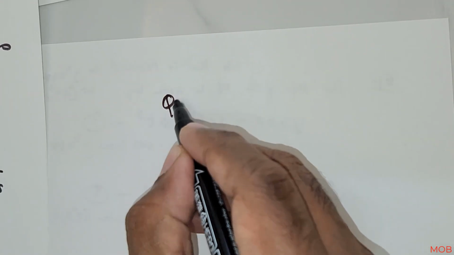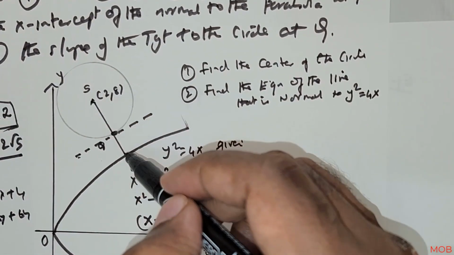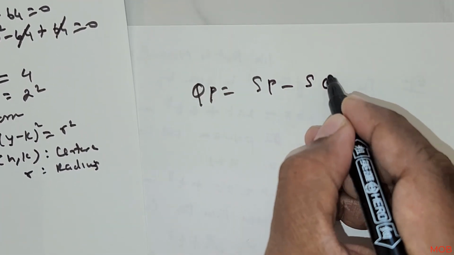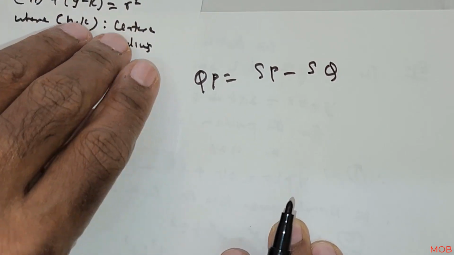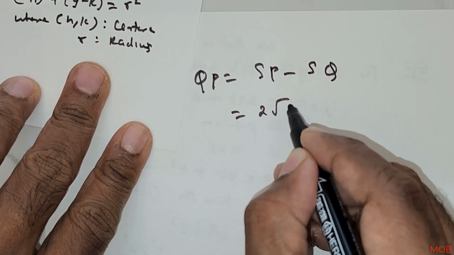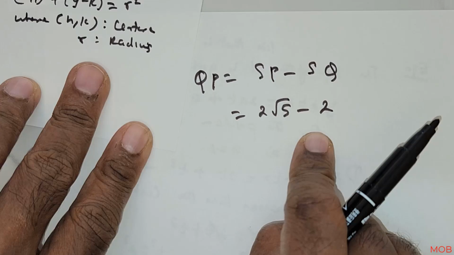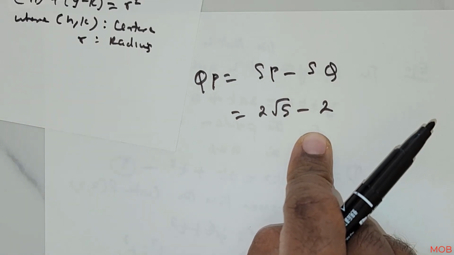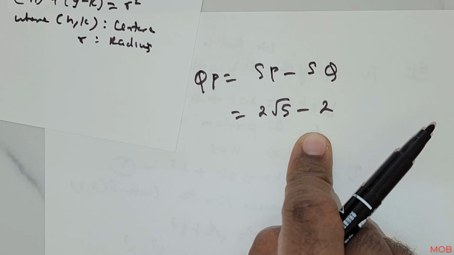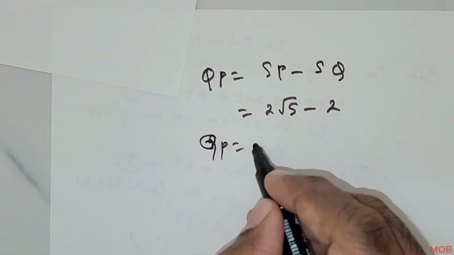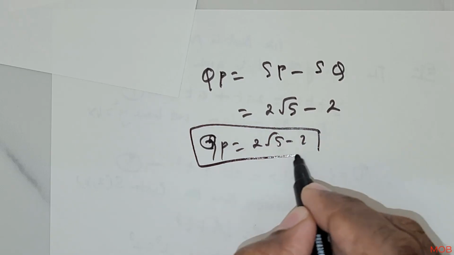Now let me go back to this page. Now what is QP? QP is nothing but SP, from which you have to take away SQ. So what is SP? SP is 2 times root 5. What is SQ? It is nothing but the radius, right? SQ is nothing but the radius, so this has to be removed. Is that not? So if you remove this, what do you get? You get QP. QP is 2 times root 5 minus 2 units.